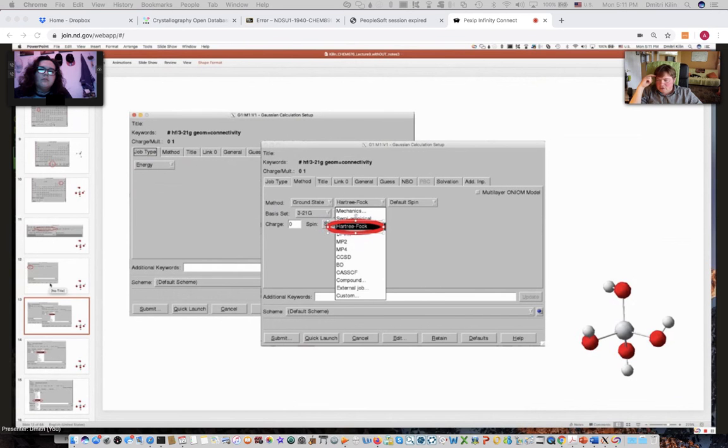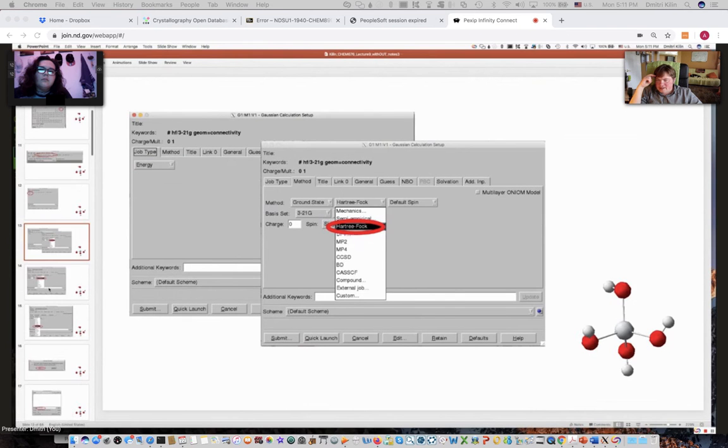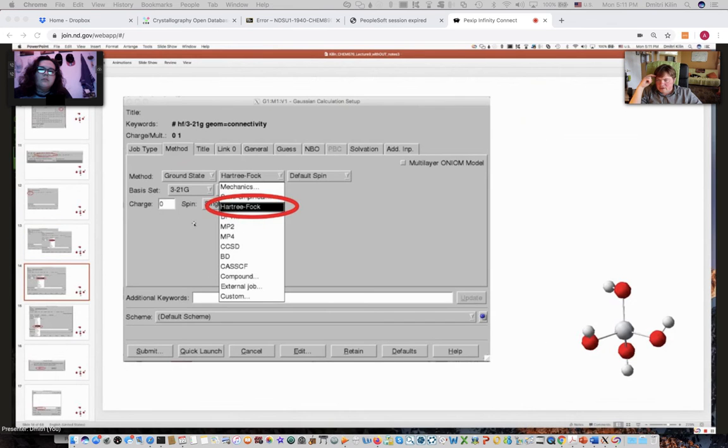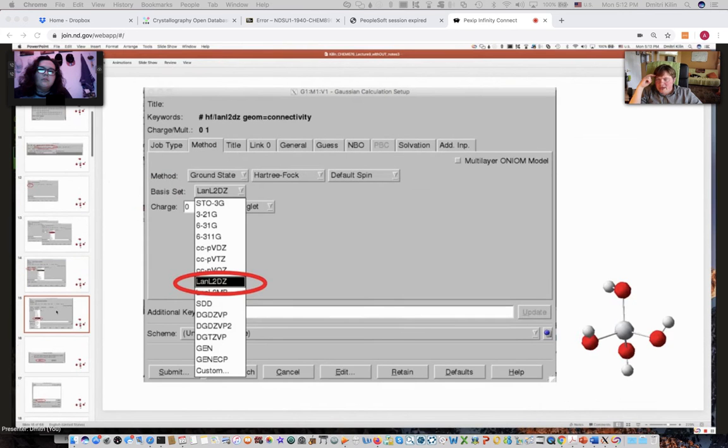So if we click on the basis set, which is here, the words basis set, there will be a drop-down menu with several options, and in about 3 weeks from now we will have another session when we will discuss what each of these options means. But today we will select the so-called Wendel-2DZ basis set, which is a good compromise between precision and computational cost for systems with transition metals.